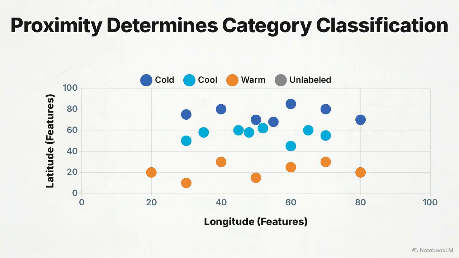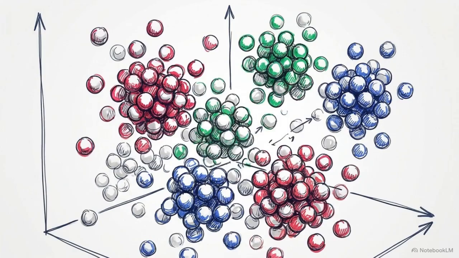The k represents the number of closest items the algorithm must find. If k is 5, the algorithm identifies the 5 nearest neighbors on the grid. The new item is then assigned the label that appears most frequently among those 5 neighbors. K-nearest neighbors assumes that items with the same label will naturally cluster together in a multidimensional space.